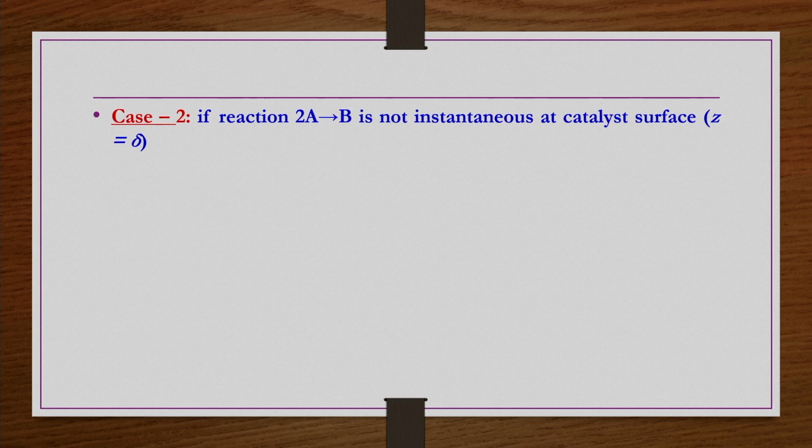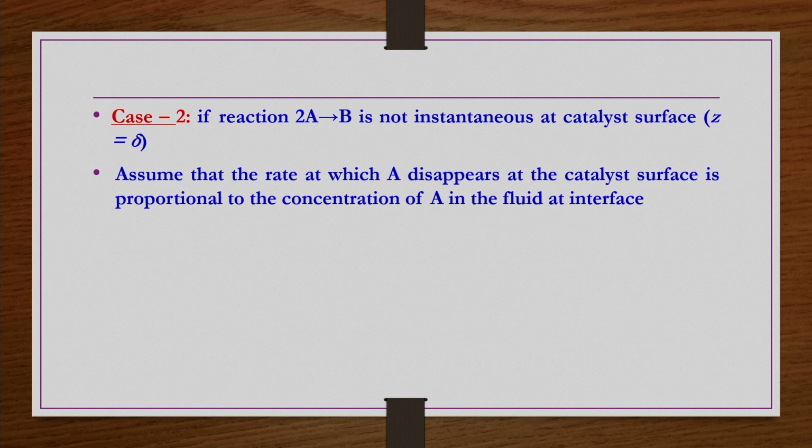But in general we may not always have such a reaction. So, what we do now, we take a case where 2A tends to B is not instantaneous at the catalyst surface at z equals delta. For that, assume that the rate at which A disappears at the catalyst surface is proportional to the concentration of A in the fluid at the interface. So, that is N_Az equals k1'' C_A, which I can write as k1'' C x_A.